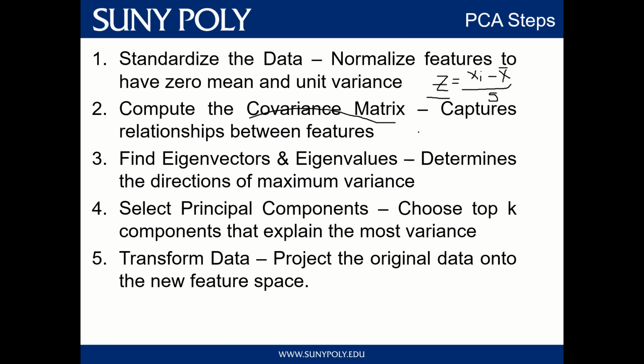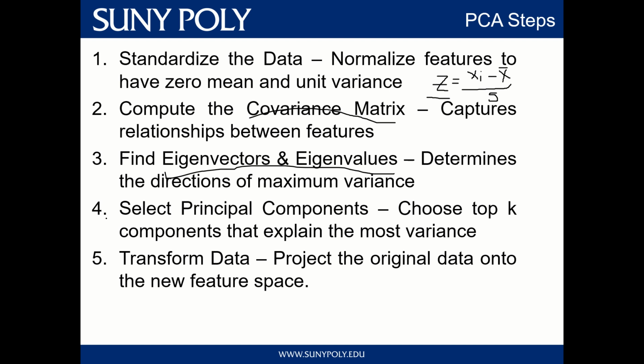So with that covariance matrix, then we find the eigenvectors and the eigenvalues. The eigenvectors will show the direction. So it shows the direction where you're going to maximize the variance that we represent. Remember that we want to capture most of the variance in our data. And the eigenvalues, they will capture the magnitude. So once we have the eigenvectors and eigenvalues, then we can measure the importance of each component.